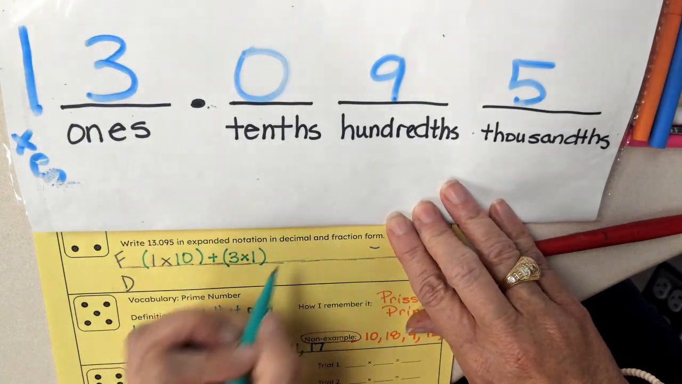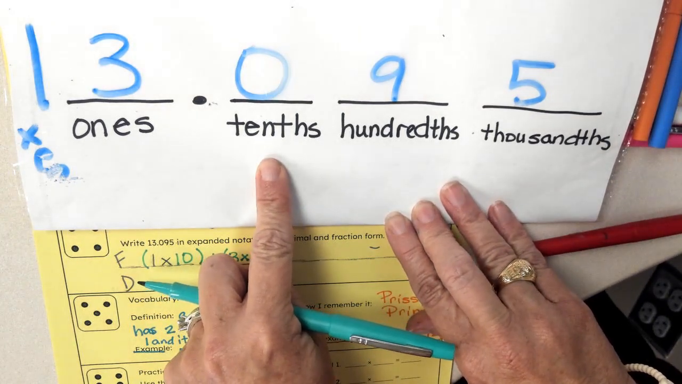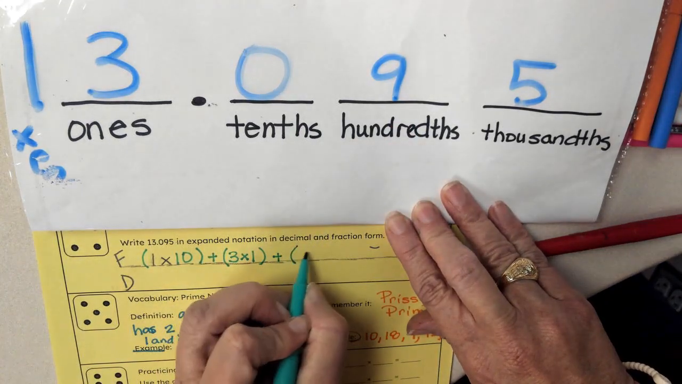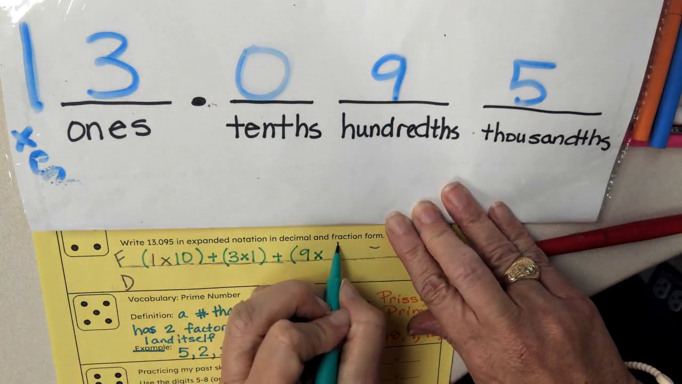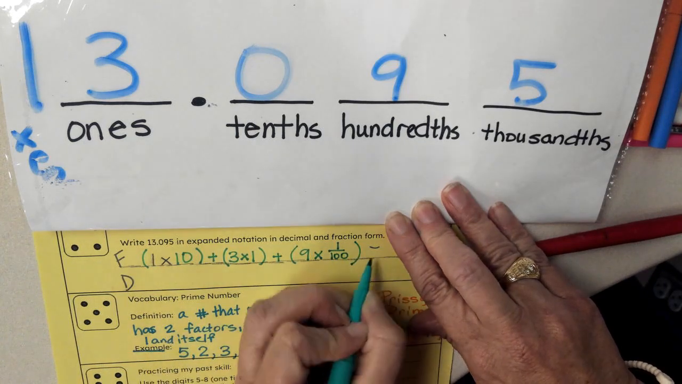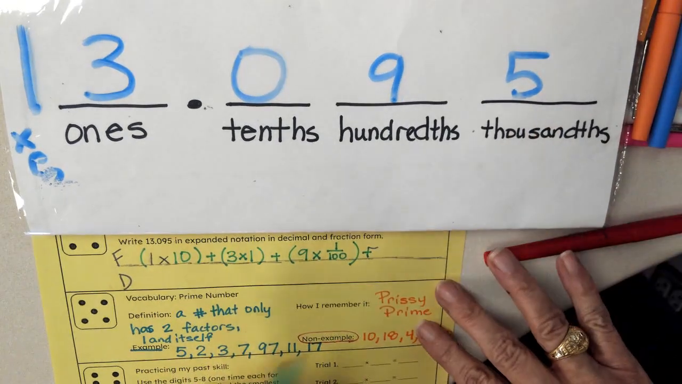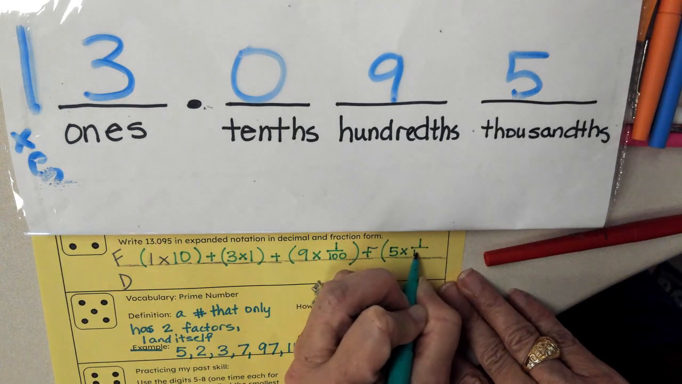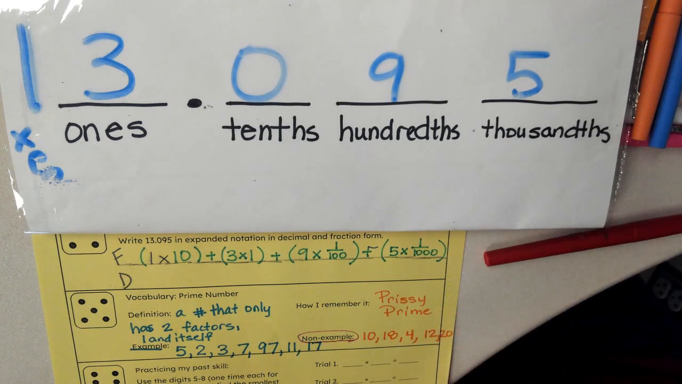We're going to take our next number, and we're not going to worry about the tenths place because that's a 0. It's worth 0. So we're going to take the number 9, and the number 9 is in the hundredths place, so we're going to write times 100. And then we're going to take our last number, 5. And what place is the 5 in? The thousandths place. So there is our expanded notation in fraction form.